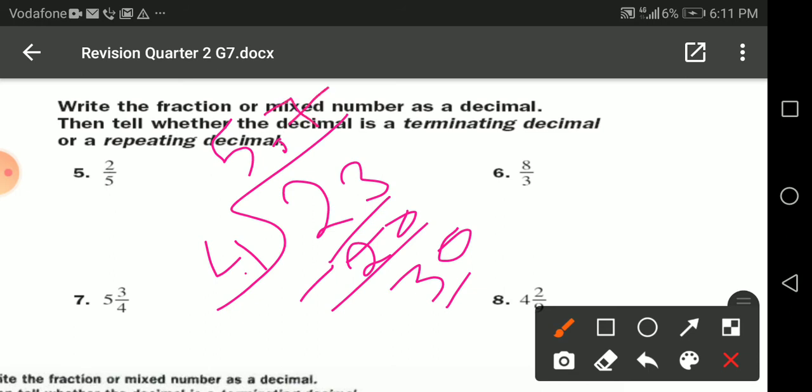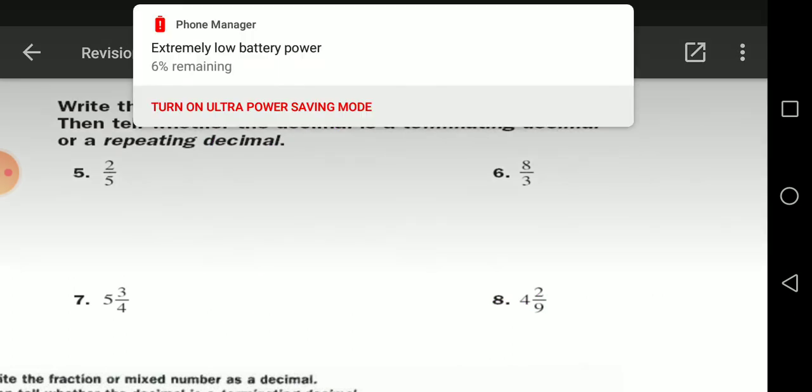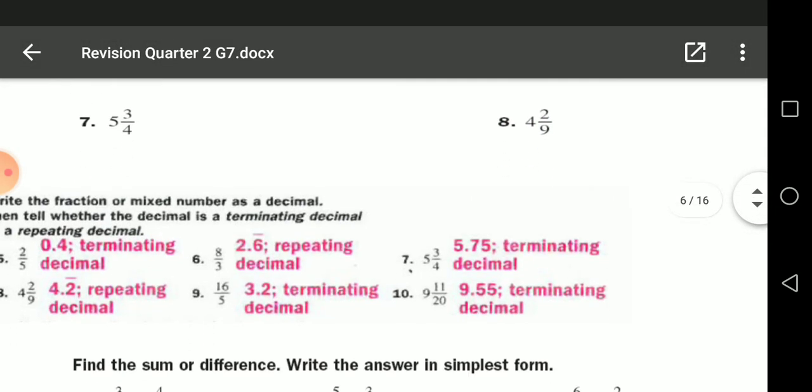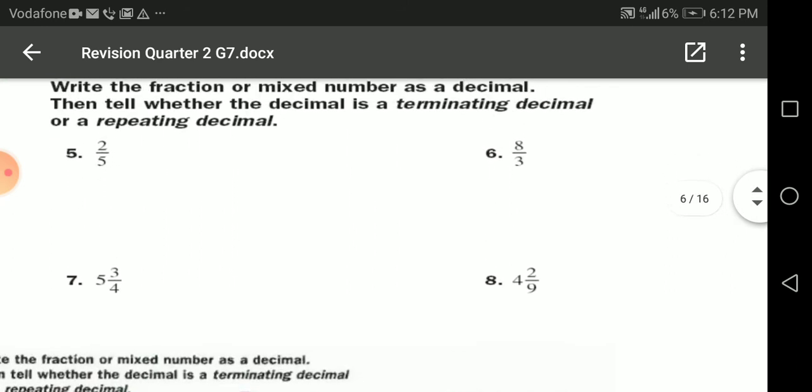7 times 4 equals 28 here, and we have here 2. 2 divided by 4 can't be, so I will add 0. 20 divided by 4, it's 5. 5 times 4, 20. This is also terminating because it ends. It has an end, so it's called terminating. Terminating decimal. Okay, what about 8 divided by 3?